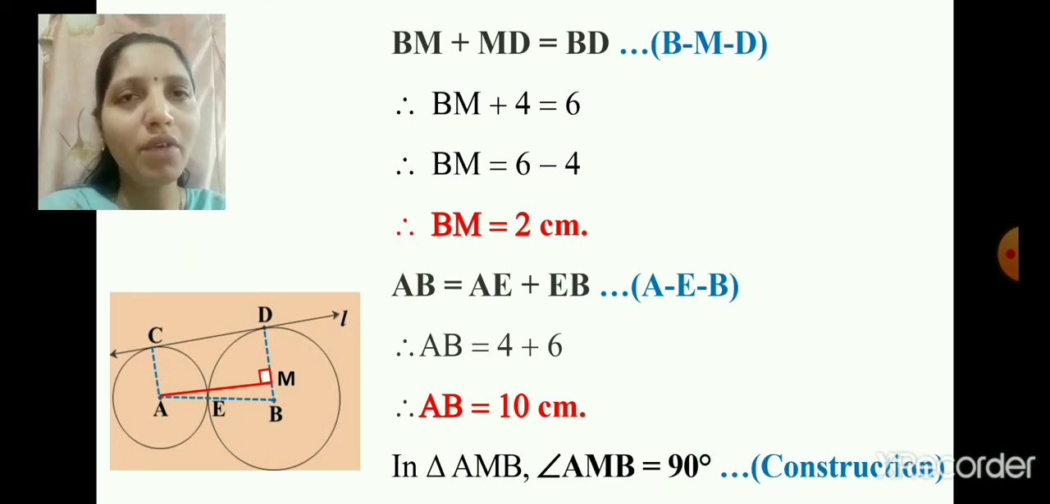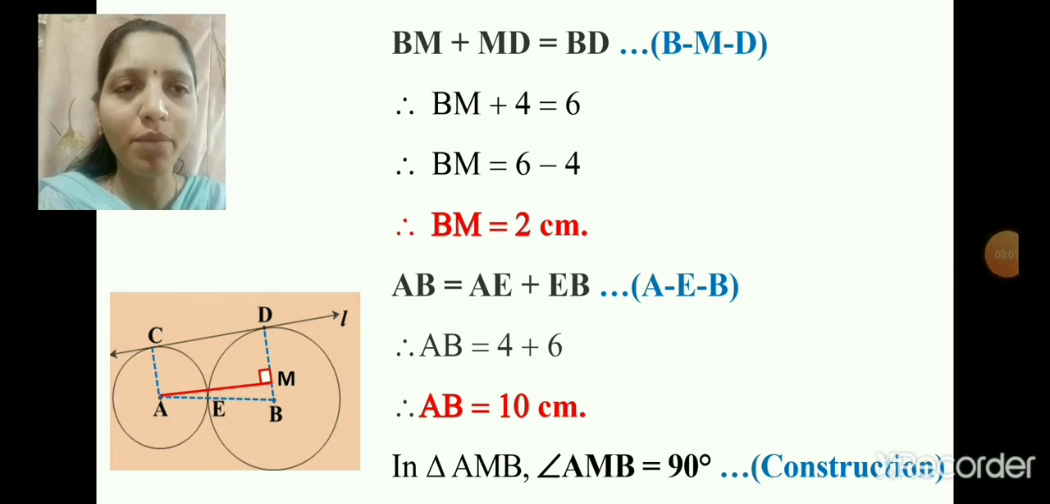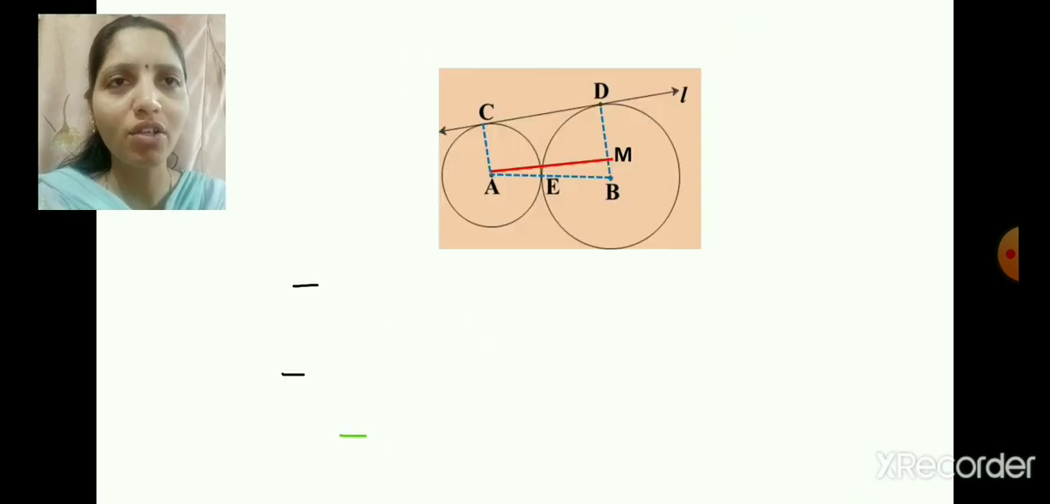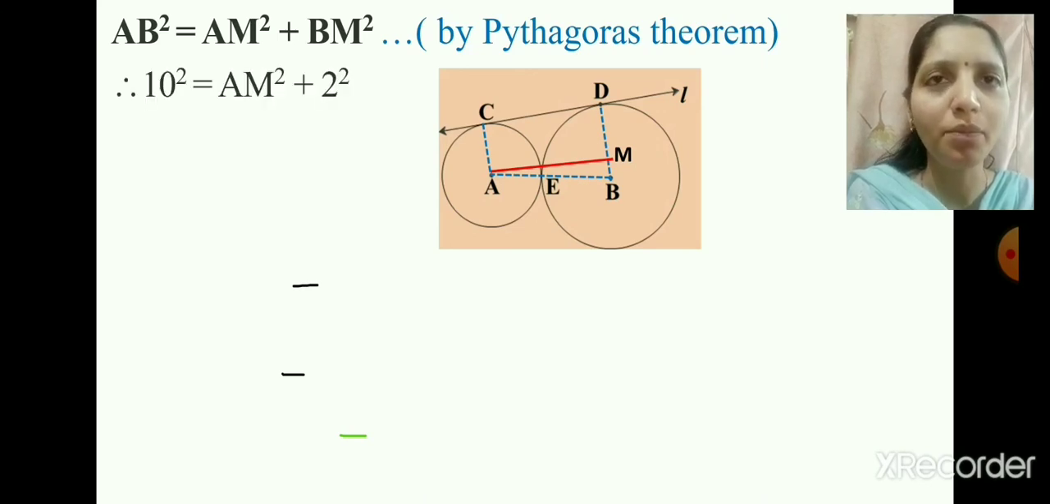Now if you observe this figure, we get here triangle AMB as a right angle triangle. So if you know the value of MB or BM and value of AB, you can find the value of AM. In triangle AMB, angle AMB is equal to 90 degree. Write the reason as construction. Then we can write here AB square is equal to AM square plus BM square by Pythagoras theorem. Therefore substitute the values here. 10 square is equal to AM square plus 2 square.